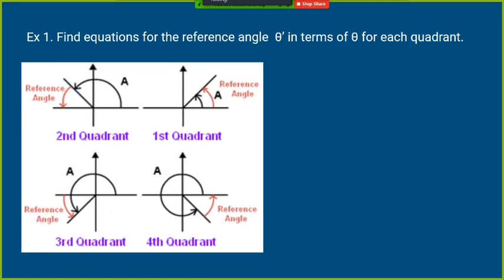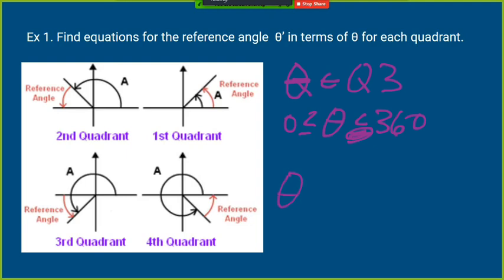In quadrant 3, it's a similar idea. If theta belongs to quadrant 3, and theta is between 0 and 360, then theta hat is going to equal the angle itself, which in purple represents the angle, and then subtract 180. You subtract this 180 degrees, and you're left with the reference angle, which is right here.